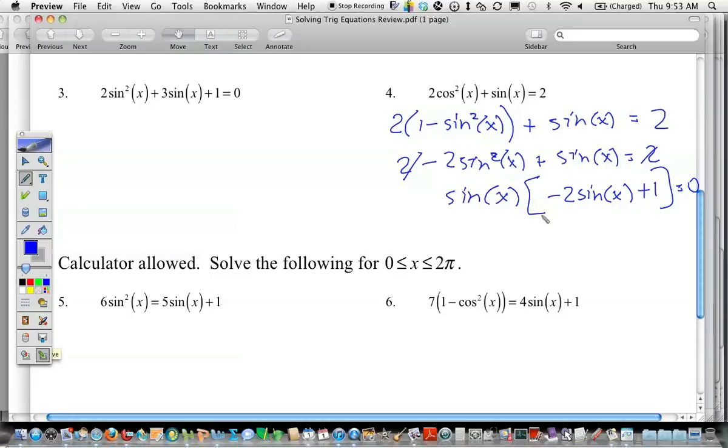And then either one of those would equal 0. So either sine is 0 or sine is I think 1/2. So this would be pi/6 and what, 5 pi/6 for sine. And then where does sine equal 0? That'd be at 0 and at pi and at 2 pi.